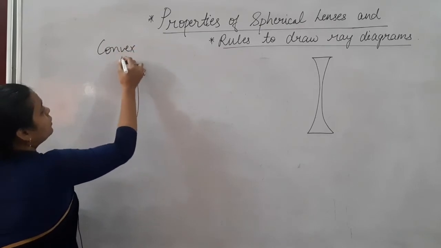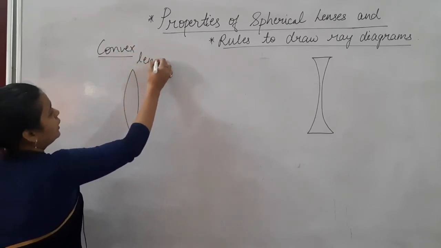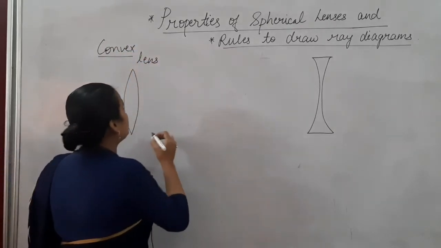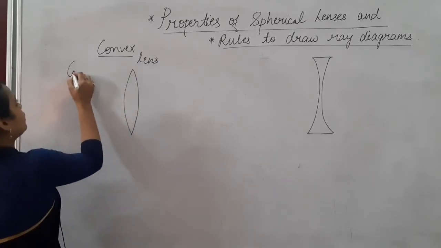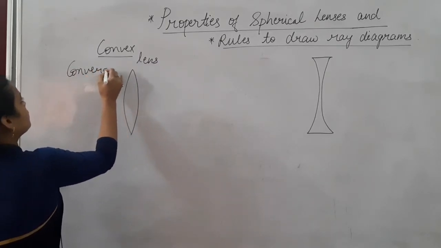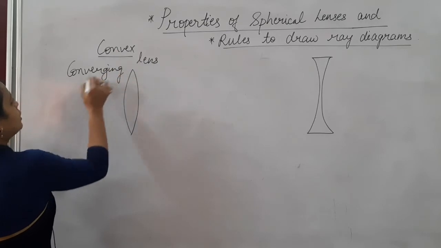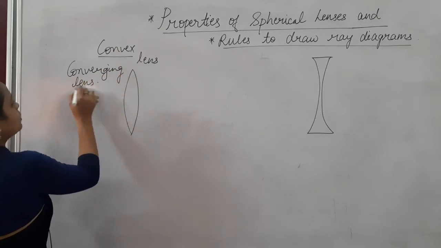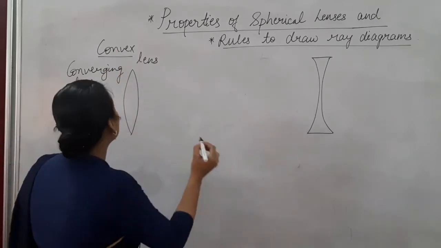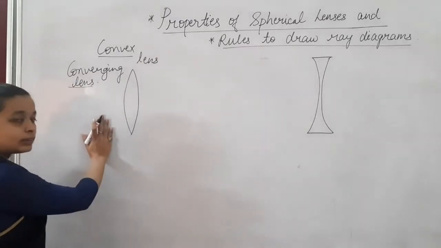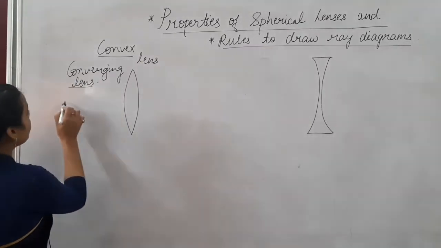I have told you it is also known as a biconvex lens. One more name it has, and that is converging lens. How is it known as a converging lens? Let us firstly discuss this convex lens only.